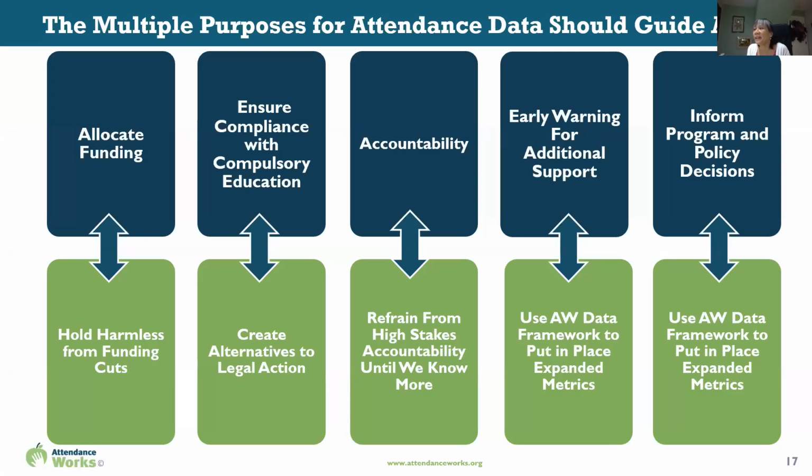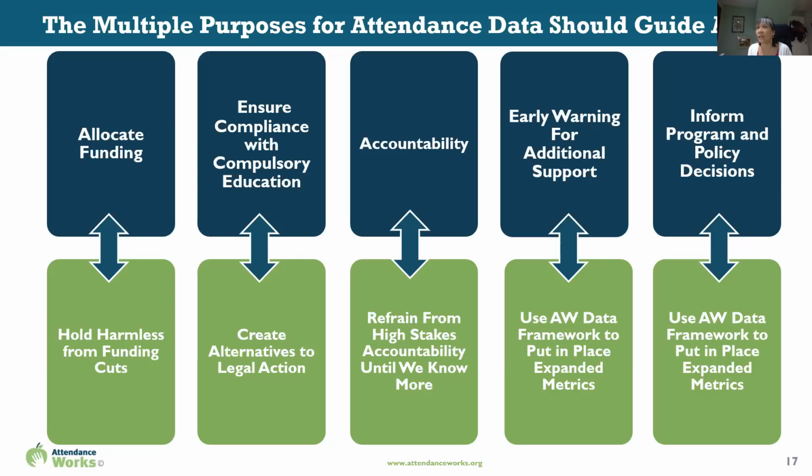So one thing I want to offer up before I talk about how we want to look at the data is it might be helpful to remind everyone that attendance data actually has been used for multiple purposes historically. Some of it has been to allocate funding or to ensure compliance with compulsory ed. That's really what we track truancy or unexcused absences for. It's also been used around accountability, and under ESSA, it has been adopted as an accountability metric in 36 states. It's also used and can be used for early warning and informing program and policy decisions.